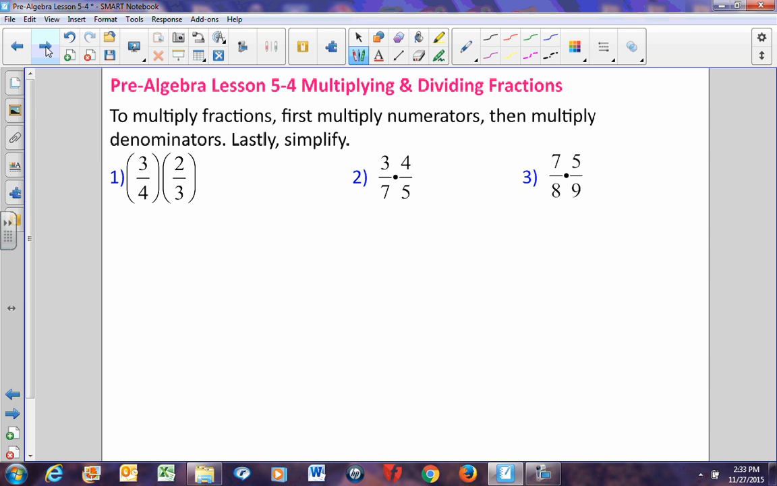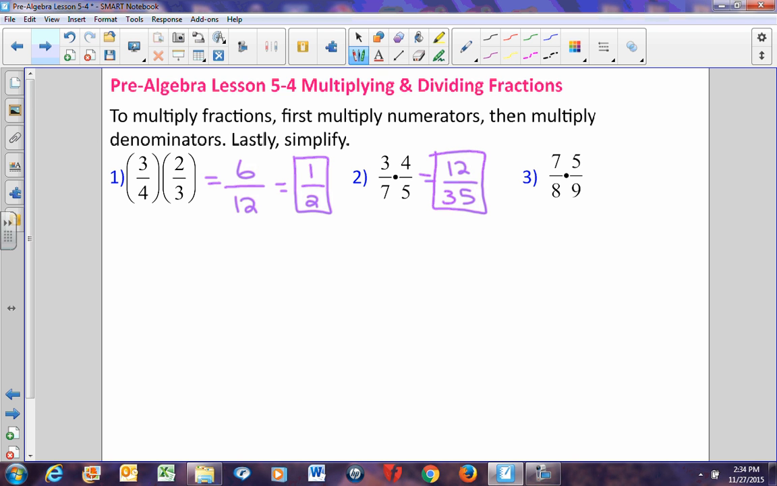To multiply fractions, you first multiply the numerators, then you multiply the denominators, and you simplify. So I tell people, multiply straight across the top, multiply straight across the bottom, simplify. So 3 times 2 is 6, 4 times 3 is 12, 6/12 reduces by 6, so 6 goes into itself once, and it goes into 12 twice, so it becomes 1/2. 7 times 4/5, 3 times 4 is 12, 7 times 5 is 35. I do not believe anything can cancel, so it's just 12/35.